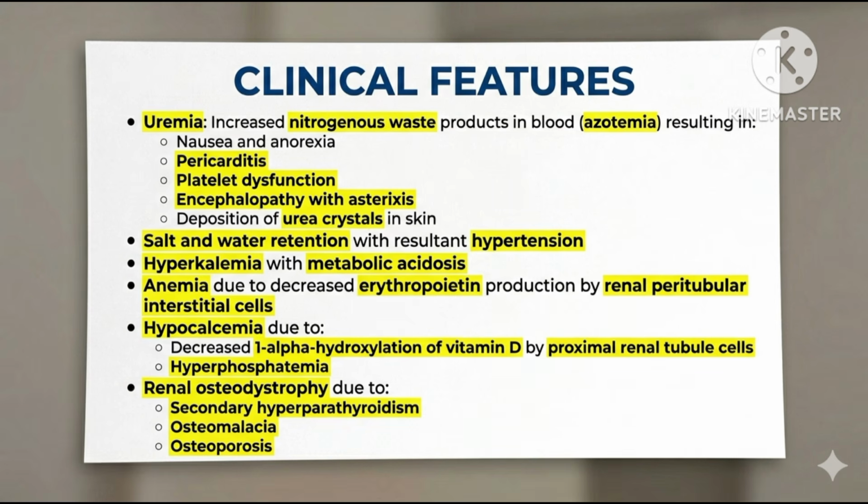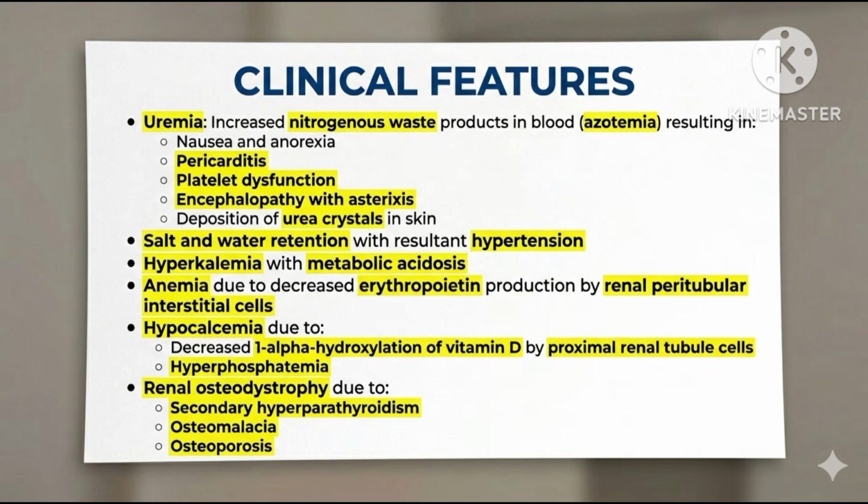As we all know, hypocalcemia stimulates parathyroid gland to secrete PTH. Raised PTH level will act on osteoclasts to increase bone resorption, leading to renal osteodystrophy in chronic renal failure patients. So there will be secondary hyperparathyroidism in chronic renal failure patients.